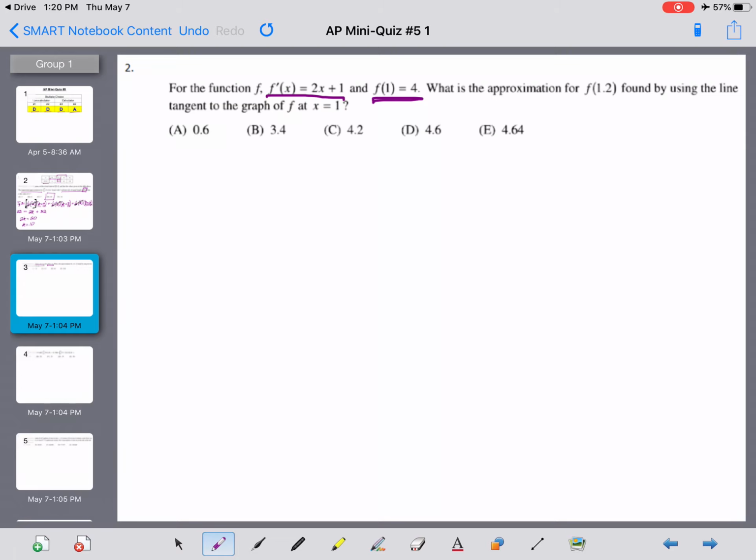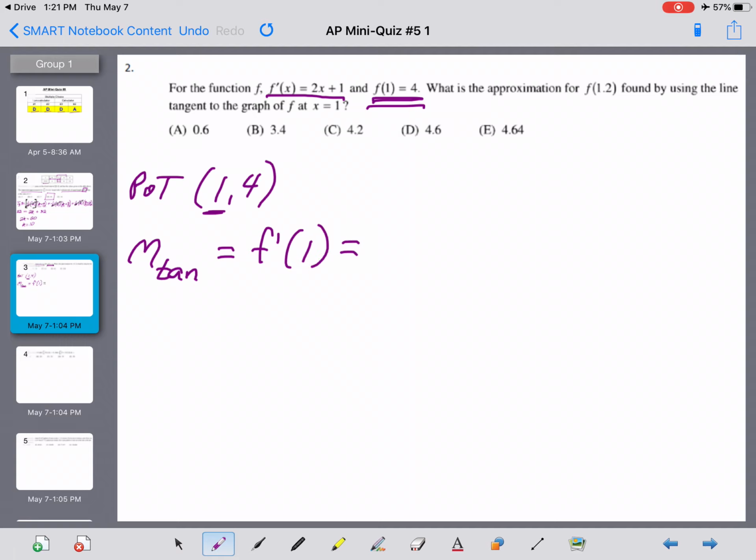Well, we know that our point of tangency is given to us by this ordered pair right here, so that's going to be (1, 4). The only other thing we need is the slope of that tangent. The slope of the tangent always comes from our derivative, f prime, evaluated at the x value of the point of tangency. So we need f prime of 1. And going back to this function right here, 2 times 1 plus 1 is going to be 3.